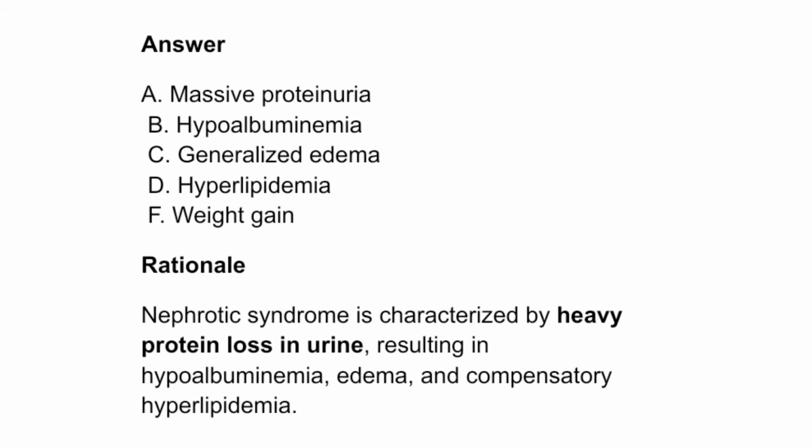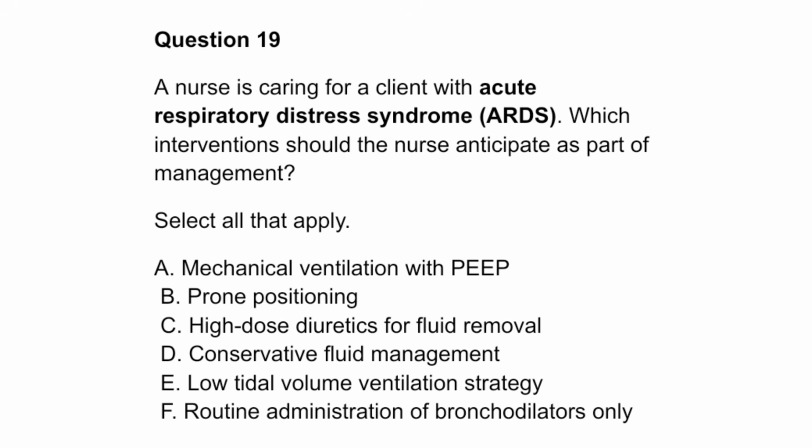Answer. A. Massive proteinuria. B. Hypoalbuminemia. C. Generalized edema. D. Hyperlipidemia. F. Weight gain. Rationale. Nephrotic syndrome is characterized by heavy protein loss in urine, resulting in hypoalbuminemia, edema, and compensatory hyperlipidemia.